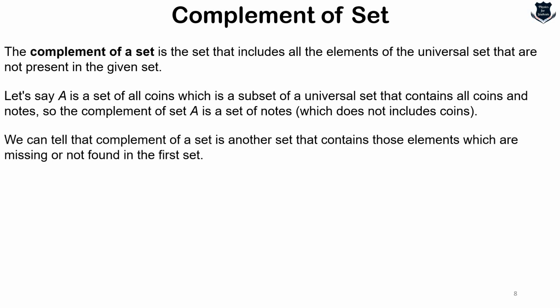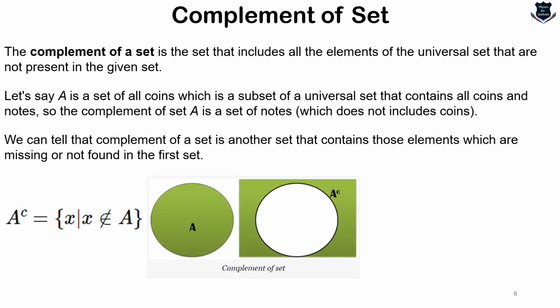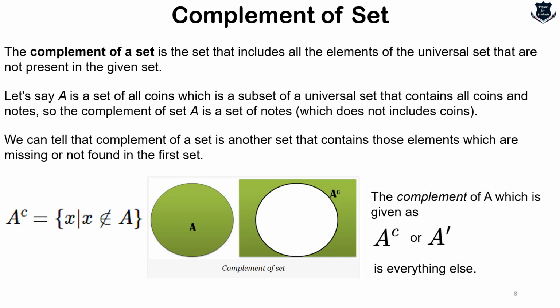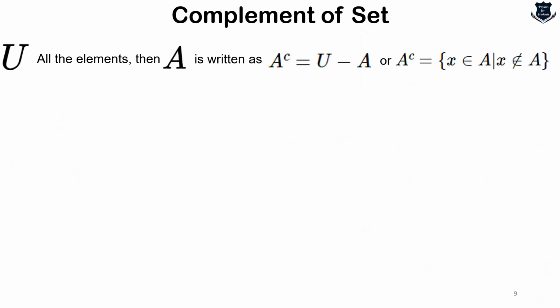So we can tell that the complement of a set is another set that contains those elements which are missing or not found in the set. Mathematically, it is written like this. This is a pictorial description which shows the green area as the complement of the set. So the complement of A, which is written as A with C on the top, or A with a hash sign or strike sign, is everything else, right? Okay, so the complement of a set can also be defined as U, which is the universal set, all the elements, minus A, written like this, or it can be written like this in set builder notation.